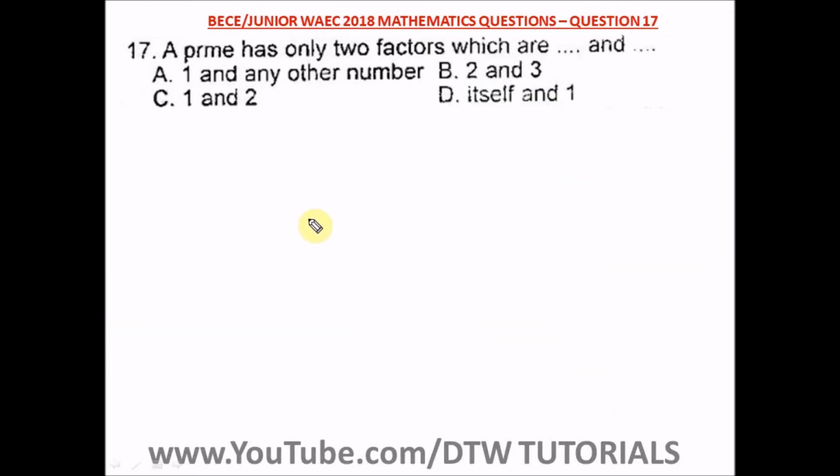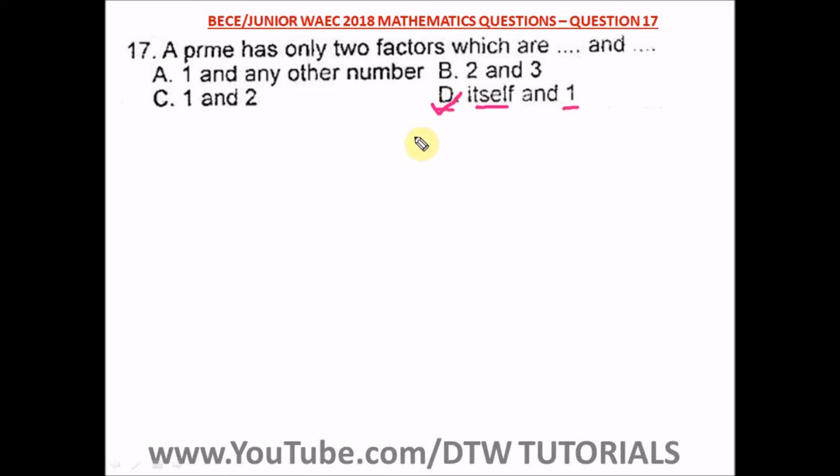Question 17 of the BECE Junior WAEC 2018 Mathematics Past Question. That's your OBJ question 17. It says a prime has only 2 factors, which are, it should be a prime number. Okay, maybe this is a mistake. A prime number has only 2 factors, which are dash and dash. Definitely a prime number has the only factors it has is itself and what? 1. Okay, itself and 1, and our right option here is option D.